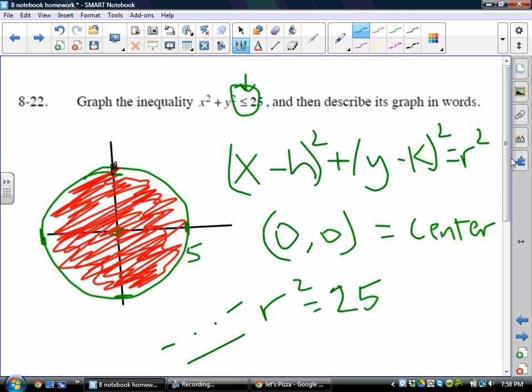Whenever you see an x squared and a y squared on the same side or in the same equation, most likely that's going to be a circle. And we have the center at 0, 0. Its radius is 5, and we shade because it's an inequality.